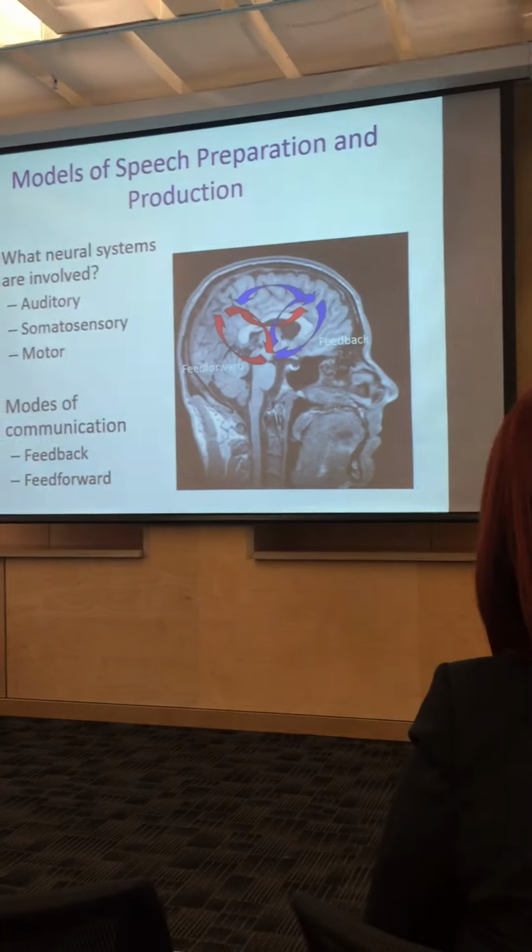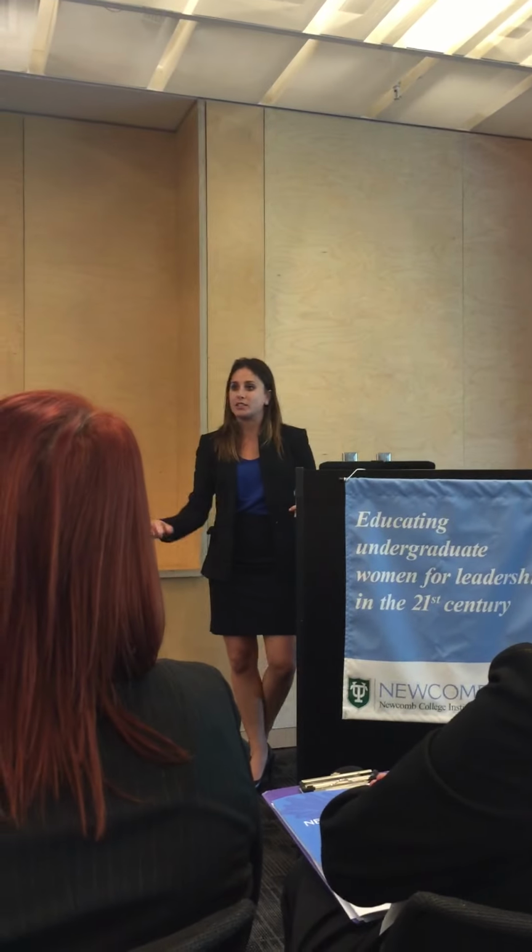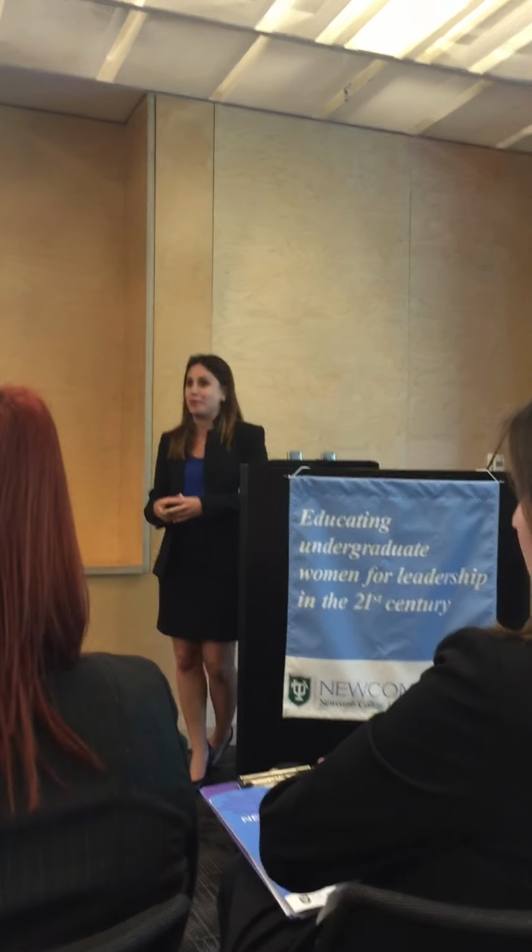Speech output requires integrated communication between the auditory, somatosensory, and motor areas. And these areas of the brain communicate via different mechanisms. The feedback mechanism is from the sensory to the motor areas, and the feed-forward mechanism is from the motor to the sensory areas. Disruptions in the communication of this network can lead to maladaptive behaviors such as stuttering. And we are mostly interested in the model of speech production because 90% of stuttering occurrences happen on that first utterance, meaning that there's probably something going on before we even open our mouths.